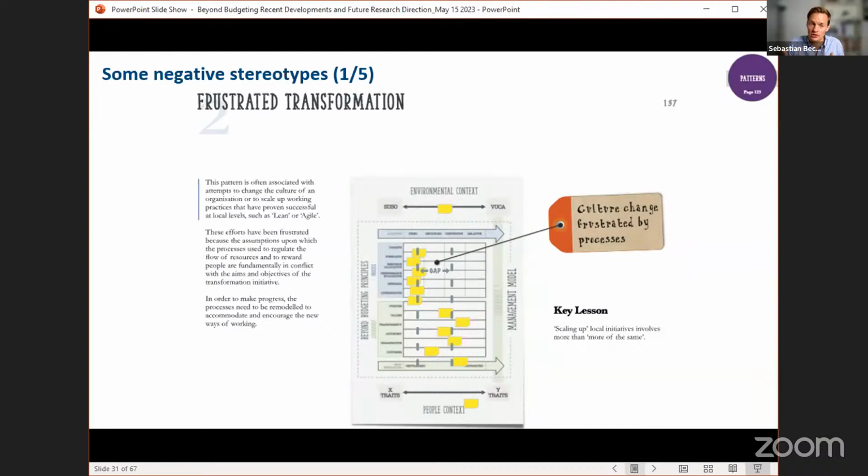If you are researching this, it could also be something you encounter empirically. You see an organization, you're researching it, and you discover this pattern. One pattern we call the frustrated transformation. If you go back to this visual right here, frustrated transformation is something we see very often.